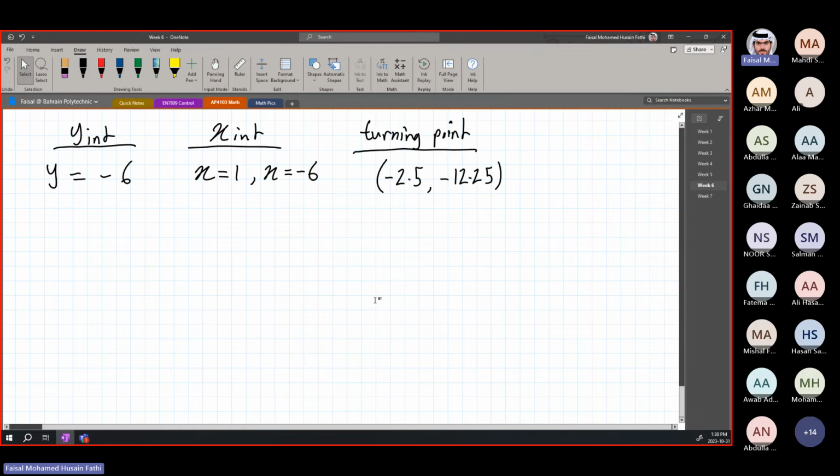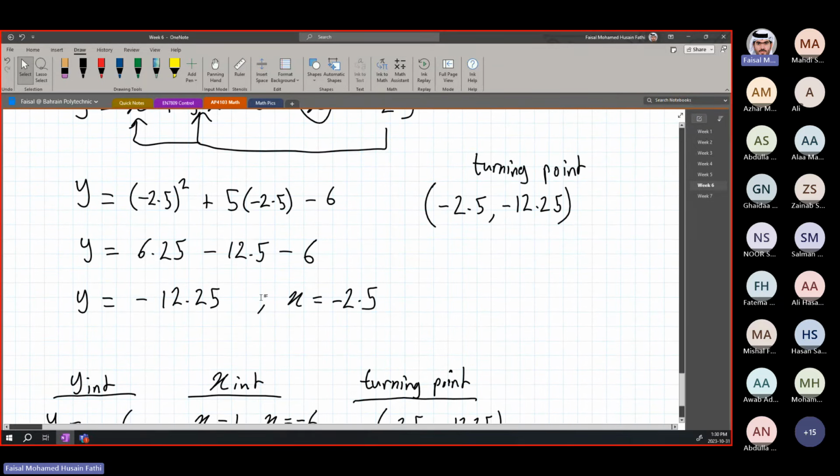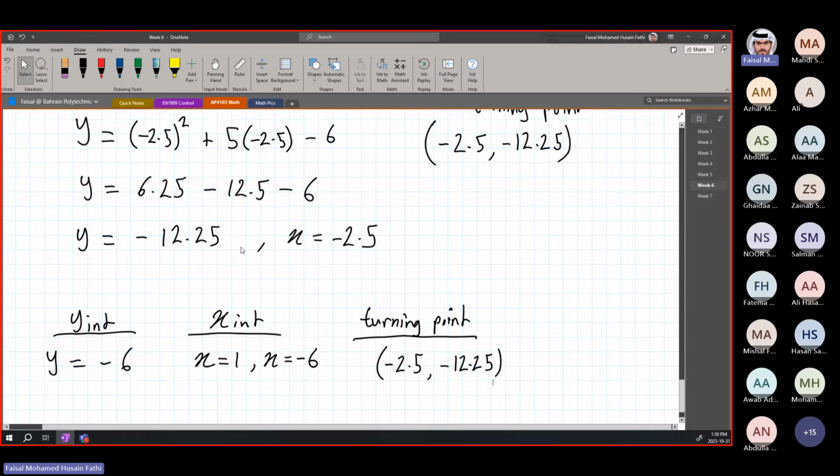plotting a quadratic equation. يعني ما بنعوض ب x1 or x2. No, the idea is not trying to find the solution of y for x1 and x2.